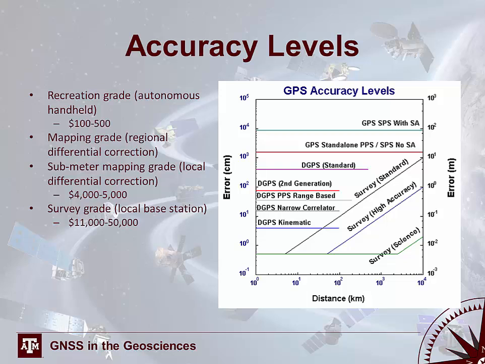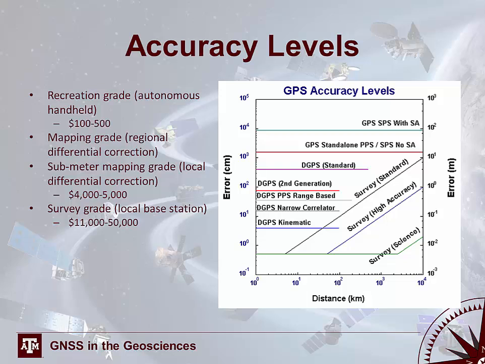When you increase your mapping grade equipment to sub-meter, now you have a local differential correction occurring, and you can further improve the accuracy of your survey. However, as you see, the cost is jumping dramatically. So now you're from $100 to $500 all the way up to $4,000 to $5,000. The higher grade is a survey grade, which includes a local base station, and this costs anywhere from about $11,000 to $50,000. So the cost can escalate very quickly.